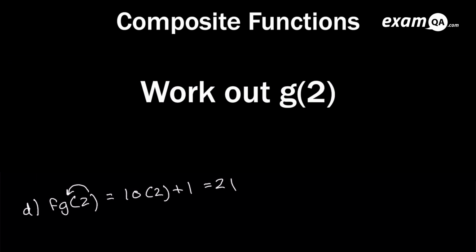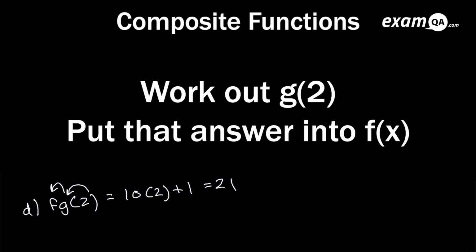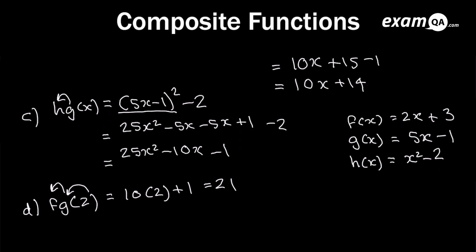So for fg(2), we already know the answer is 21. We're going to try the other method and see if we get the same answer. So we'll start off by putting 2 into the g function. So I need to work out g(2). And that gave us 9.